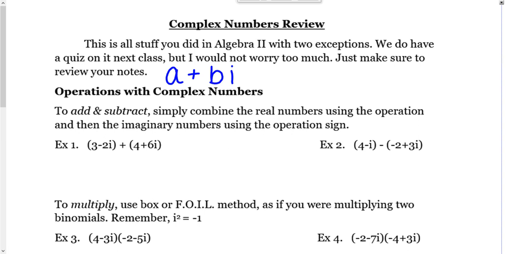So you can see in example 1, we've got 3 minus 2i plus 4 plus 6i. We have to figure out what the real numbers are. Well, 3 and 4 are real numbers, so the numbers that don't have i in them. So what's 3 plus 4? 7. Then our imaginary terms, negative 2i, positive 6i. Again, imaginary terms have i in them. Pretty straightforward. Negative 2i plus 6i would be positive 4i. It is that simple, guys. It's basically combining like terms when you're working with addition and subtraction.